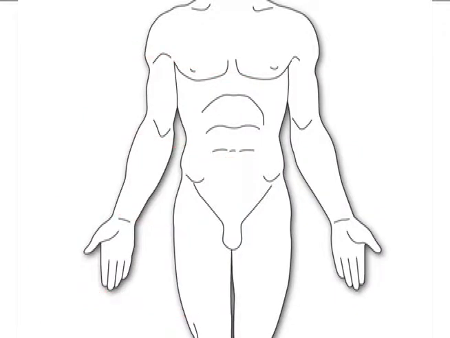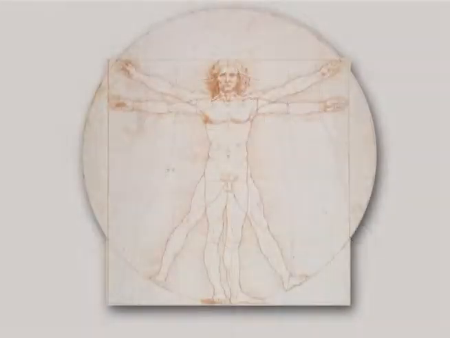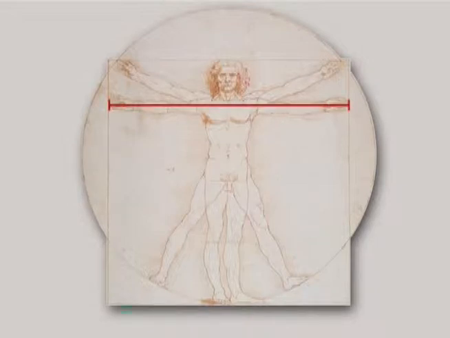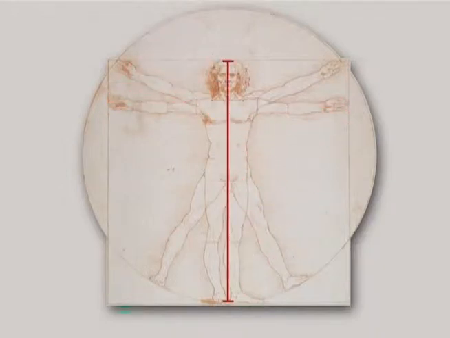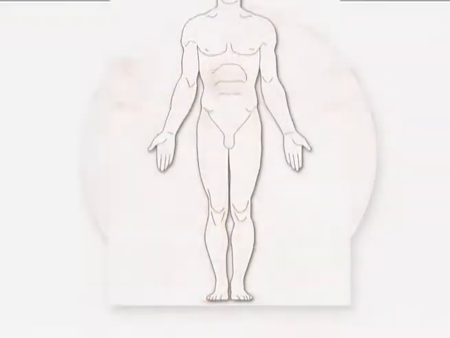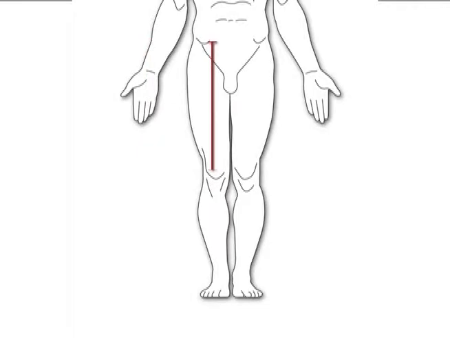Here are some other general measures. With arms outstretched, the distance from middle finger to middle finger is about equal to the height of the figure. From the center of the patella to the anterior superior iliac spine is the same distance as from the center of the patella to the ground.